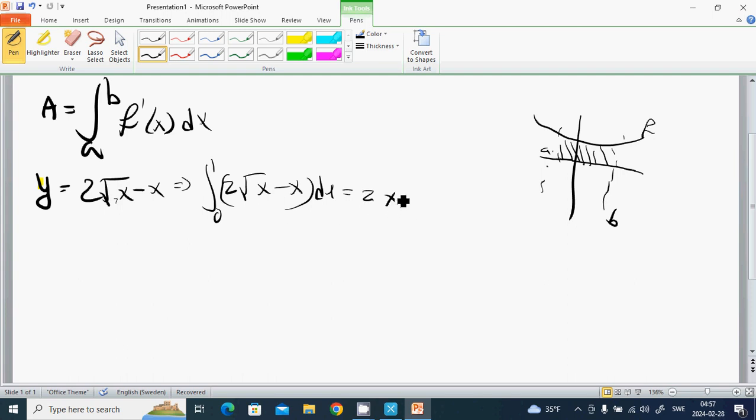2x cubed over 3 halves... minus 1/2 x squared, x from 0 to 1, and it is equal to 4/3 minus 1/2, which is 5 divided by 6.